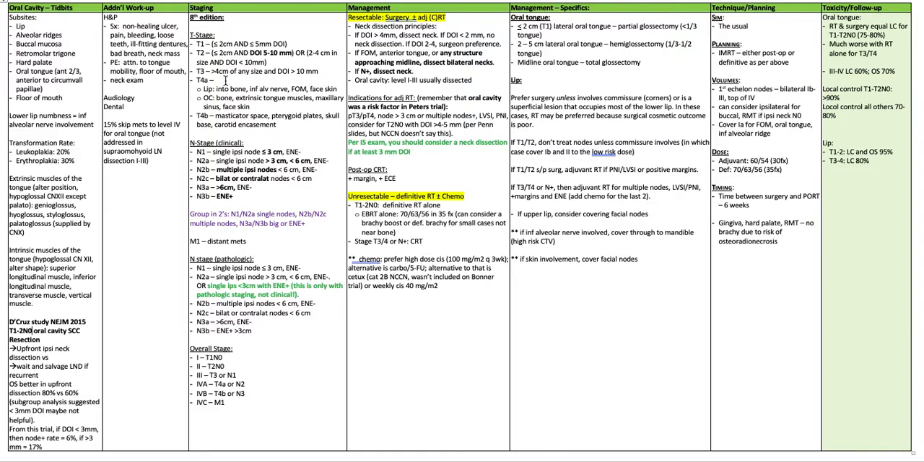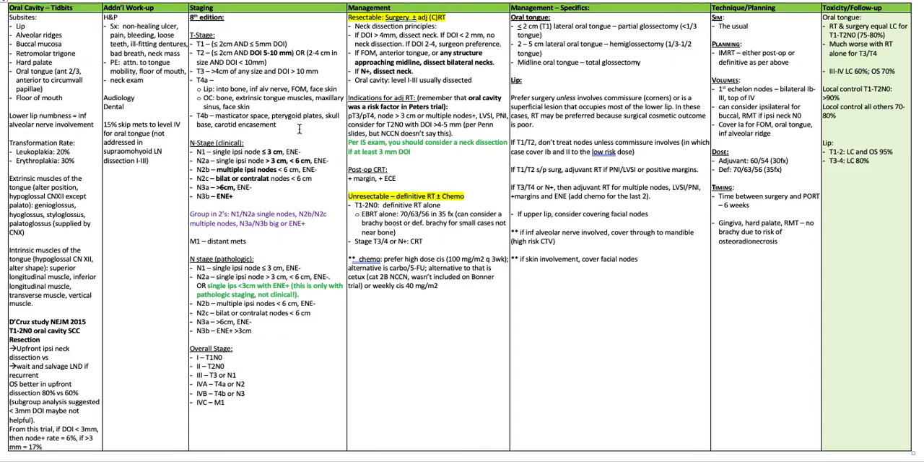T4a, lip, is invasion into the bone, inferior alveolar nerve, floor of mouth, or facial skin. Oral cavity is invasion into the bone, the extrinsic tongue muscles, the maxillary sinus, or the facial skin. T4b is masticator space invasion, pterygoid plate invasion, skull base invasion, or carotid encasement. Next, staging for clinical node.